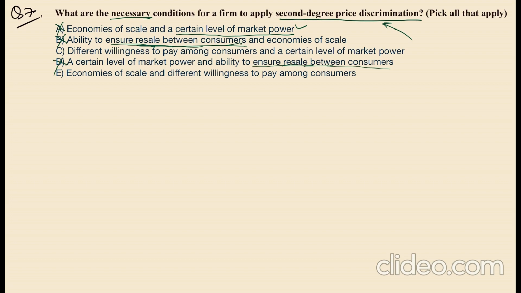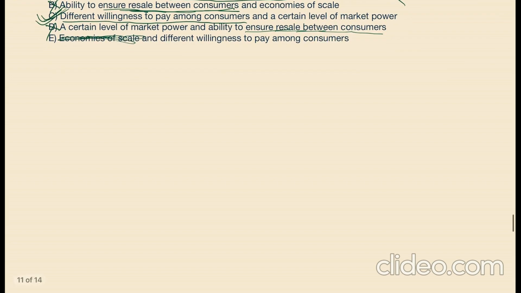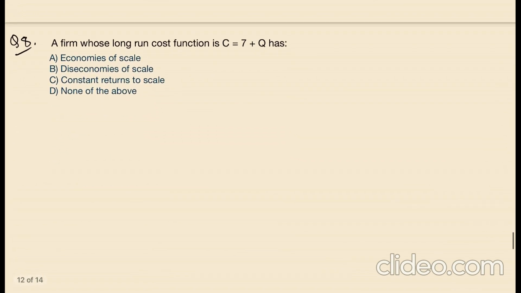Okay, option C, different willingness to pay among consumers and a certain level of market power. Yes, I think this is correct, because different willingness to pay has to be there. Otherwise, how will you discriminate? You want consumers to have different willingness, because then only can you charge a price according to their willingness, isn't it? So I think this option is correct. Let us see option E as well. Economies of scale and different willingness to pay among consumers. So again, as we discussed in option A, economies of scale doesn't directly relate to price discrimination. So I think the answer is option C. Okay, now let us look at question 8.